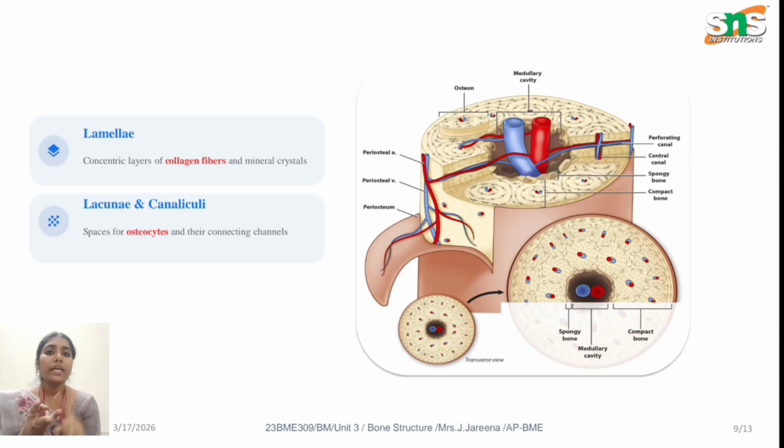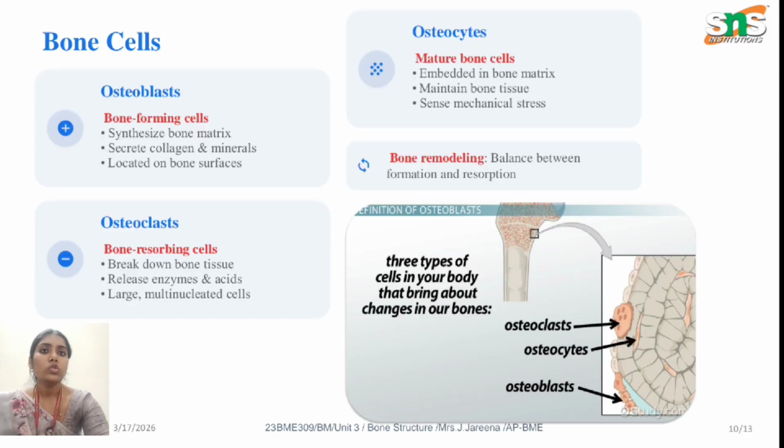If you look at the microscopic level, we see the basic building unit of your bone, that is the osteons. In depth, in the osteons you have many concentric layers called lamellae. The space between these layers is called the lacuna, and finally we have the canaliculi. These are the different levels of structure you can see in bones.